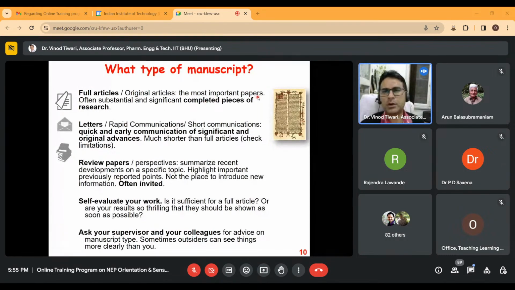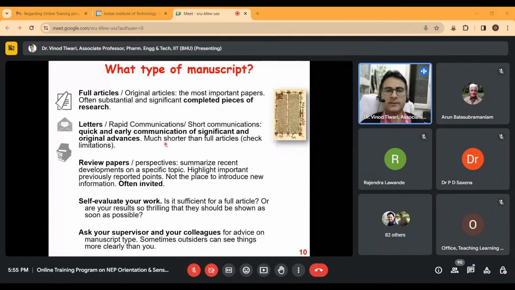So these are the most important papers because they add to the current knowledge in that particular area. Often they are substantial and significant, completed pieces of research. Next type of manuscript is the letters or rapid communication, or you can call them short communication. These are the quick and early communication of significant and original advances. They are generally much shorter than the full articles.